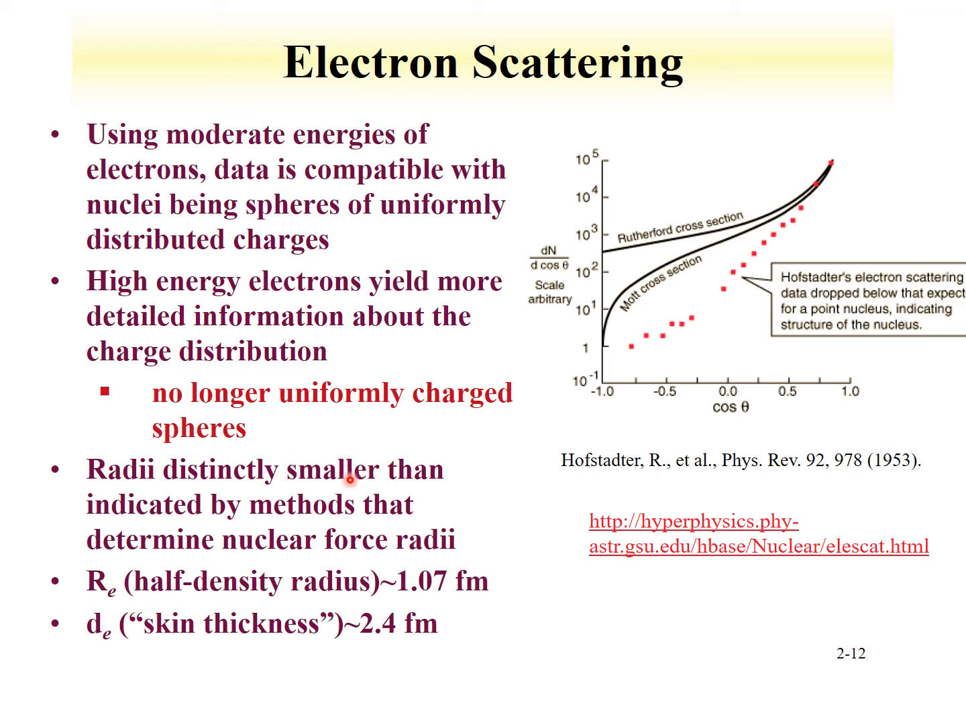that shows variations. One of the things that can be seen with electrons is that the radii are distinctly smaller than with other methods. There seems to be a half density and a skin thickness associated with nuclei. The half density is where the radius goes from full density at the core to half that core density. And then there's a skin thickness, which defines the drop of density from 90% to 10%.